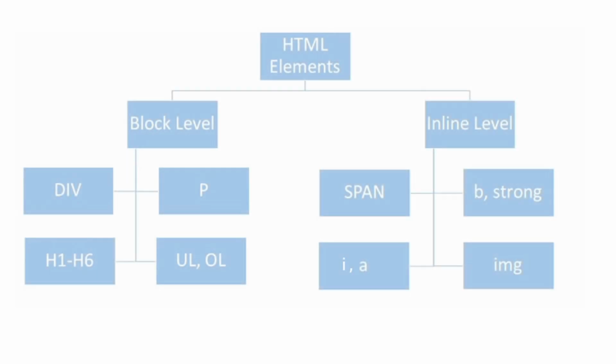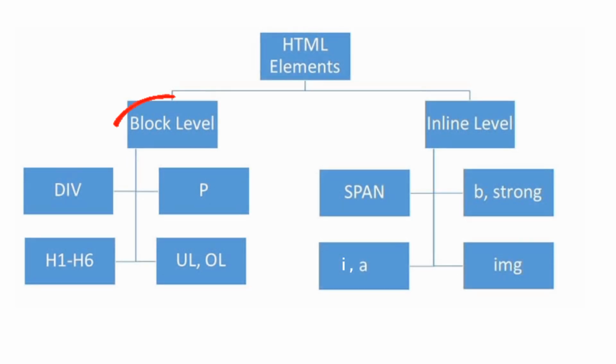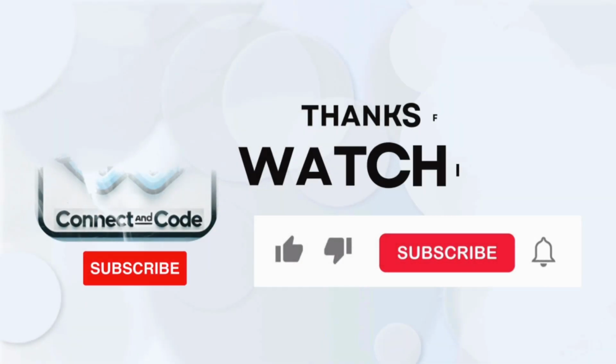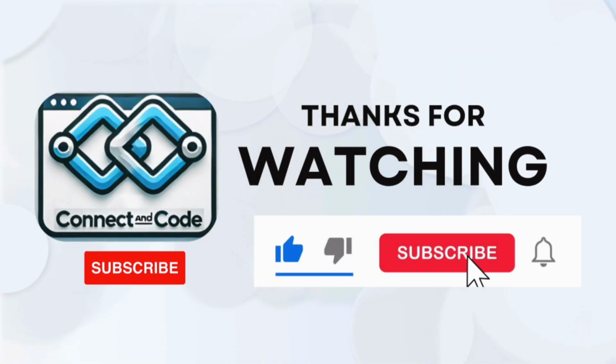Okay. So now what are some of the examples of block elements? This H1, paragraph, unordered list, ordered list, div. And what are some of the inline elements? Image is there, span tag is there, bold is there, italic, anchor tag.